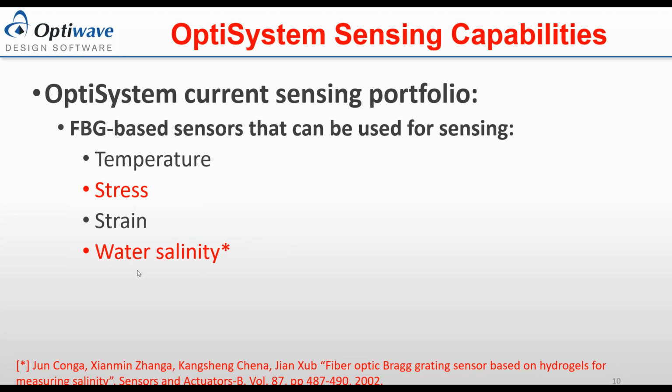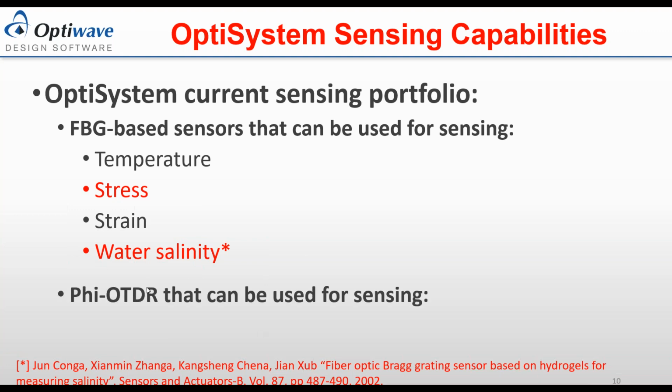This application is developed based on a paper which was published in 2002. Also, OptiSystem is coming up in version 16 with a Phi-OTDR, which is based on Rayleigh backscattering to measure vibration in optical fibers. I'm going to talk briefly about the Phi-OTDR and the water salinity, as we have two separate webinars that are going to be given for these two components.